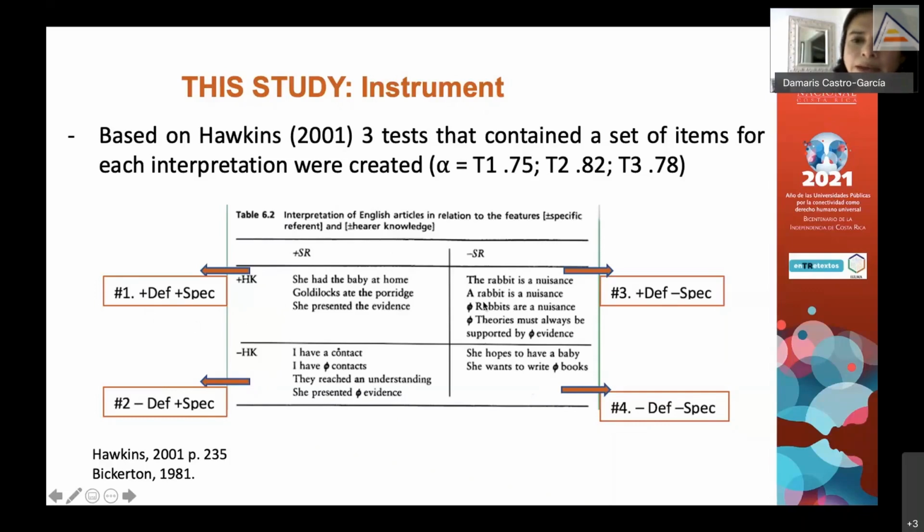Then we have the definite and non-specific, which is the generic interpretation, that noun that we can identify, although we do not have one particular noun in mind. And we also have indefinite generic, which is the one where we don't have a particular noun in mind, and the hearer cannot identify that noun either.